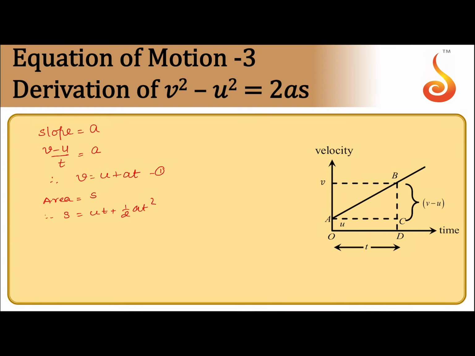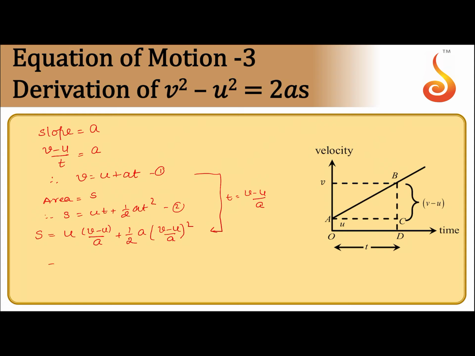Now, we need to eliminate the value of t from these two equations. So, let us do that. s is equal to u into, taking this equation here, in the place of t, I am going to write t is equal to v minus u divided by a. So, v minus u divided by a plus half a, t is v minus u divided by a whole square.